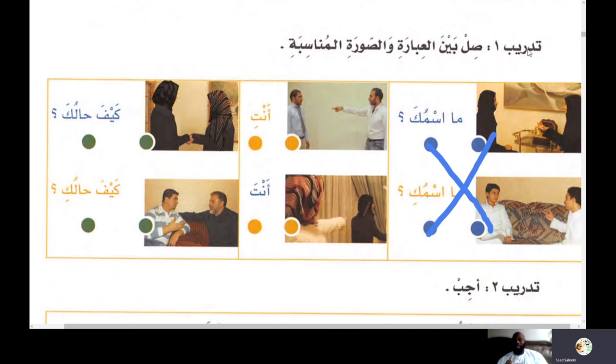Tadribul awwal, first exercise. Sil bayna ibarati was suratil munasiba. Correct. So here he's asking you to connect between the phrase and the appropriate picture. Just to correct, masmuka is joined with the masculine picture and masmuki is joined with the feminine picture. In this way, you will join all these pictures.